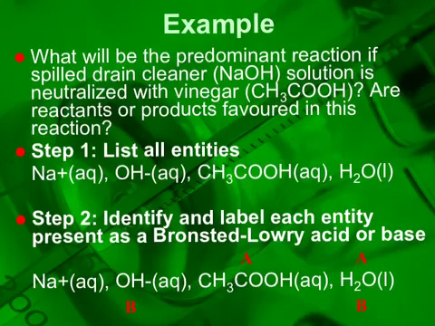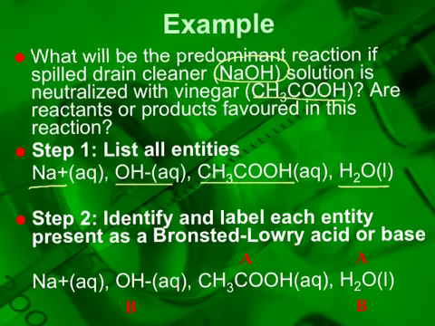First thing we're going to do, we're just going to list all the entities present. Because sodium hydroxide is a strong base, it will immediately dissociate into sodium ions and hydroxide ions. Vinegar, acetic acid, being a weak acid, will remain a molecule of weak acid. And don't forget water, because this is an aqueous solution, so water is present. Next, we're going to identify the acids and the bases. According to our acid and base table, acetic acid is an acid, as is water. On the other hand, hydroxide is a base, as is water.